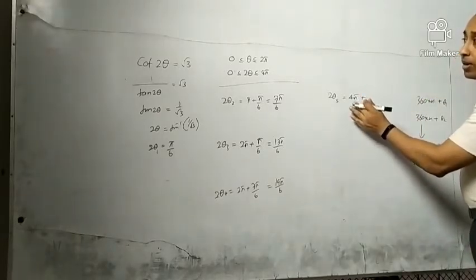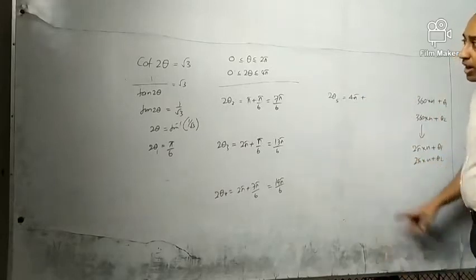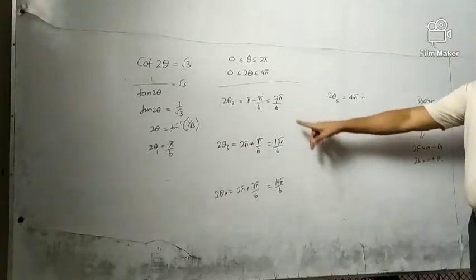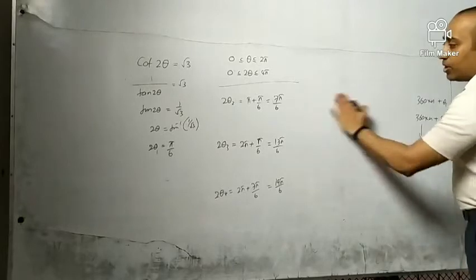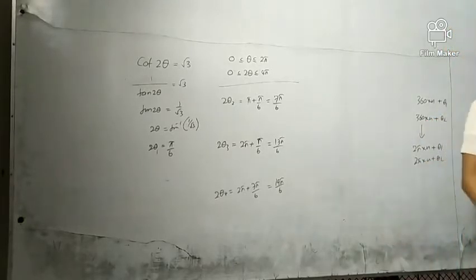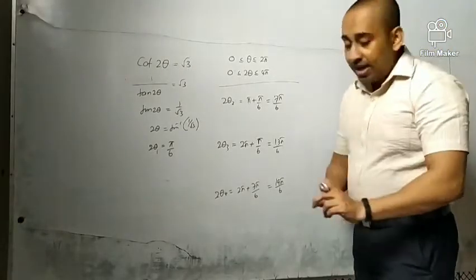Plus, no, it won't come, because if it is 4 pi plus pi by 6 again, it won't come up to the count, because it's exceeding the range. Then we can find the angle for theta 1.